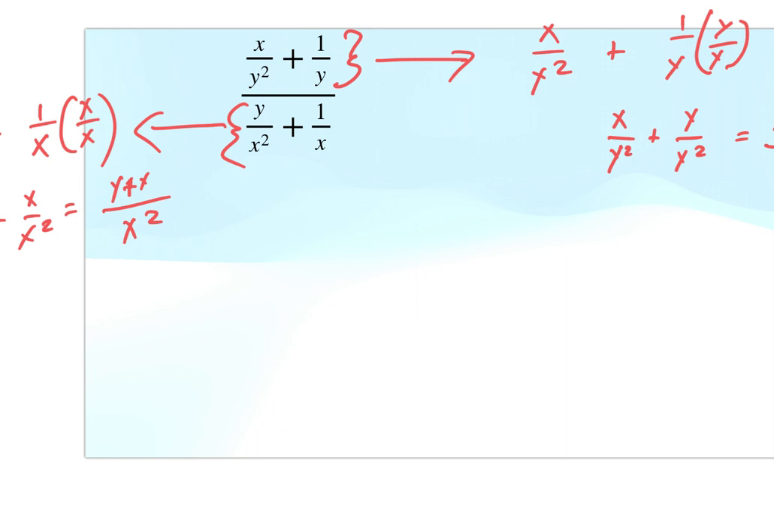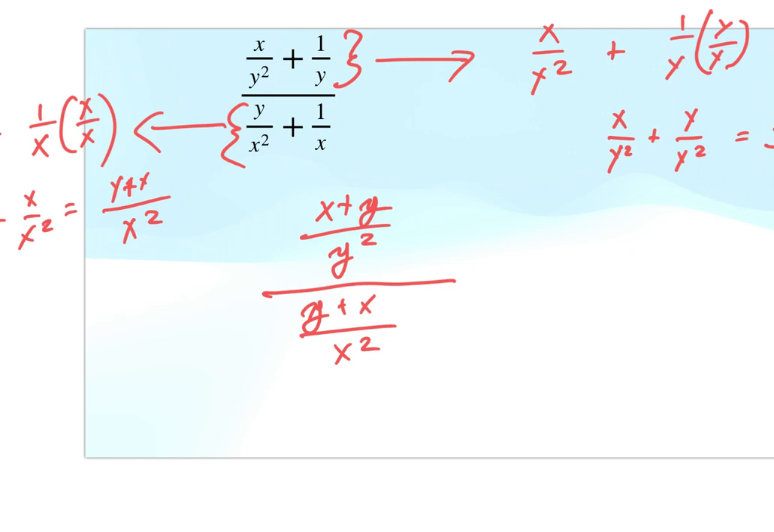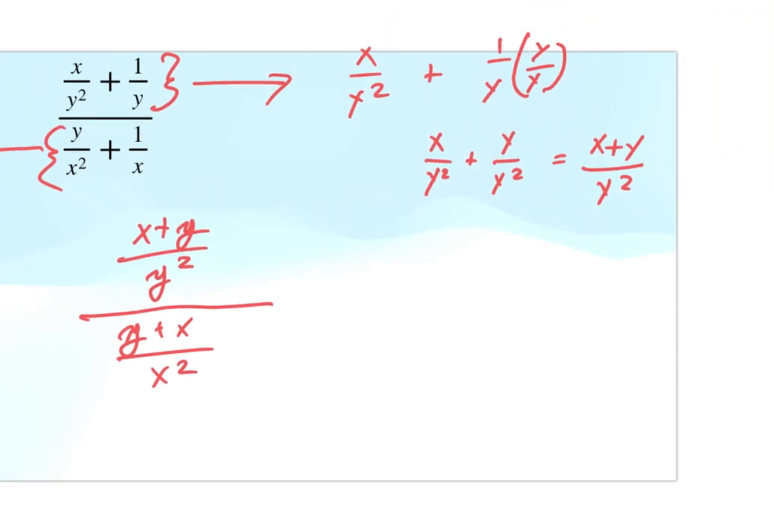So if we bring them back together, in the numerator I had (x plus y) over y squared. In the denominator, I had (y plus x) over x squared. Dividing by a fraction is the same thing as multiplying by a reciprocal. So this equals (x plus y) over y squared times x squared over (y plus x).